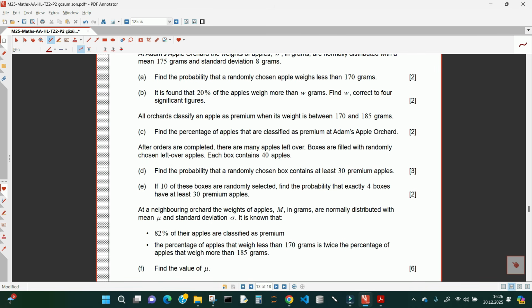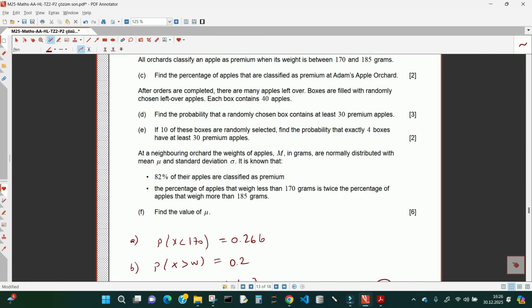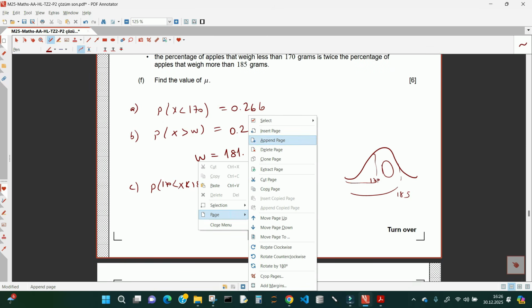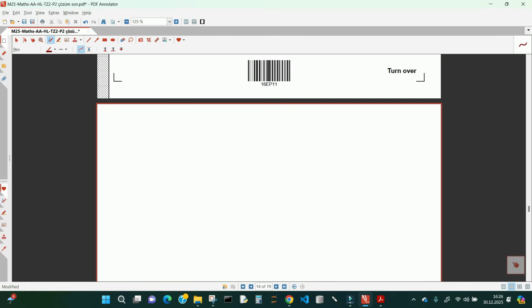At the question D, after orders are completed, there are many apples left over. Boxes are filled with randomly chosen leftover apples. Each box contains 40 apples. Find the probability that the randomly chosen box contains at least 30 premium apples. So this is binomial distribution probability. Yeah, we will calculate this one.